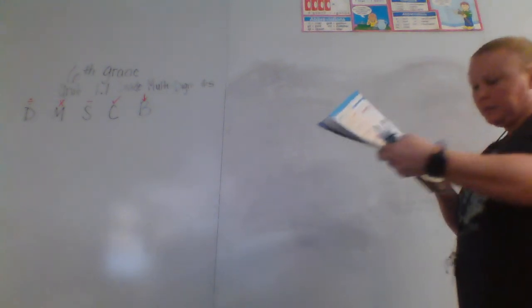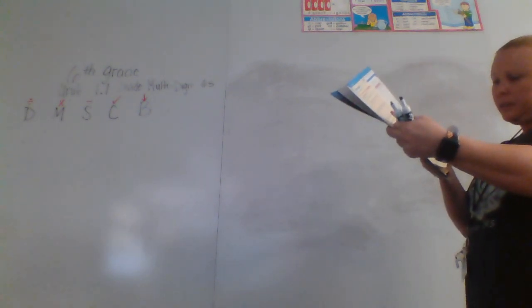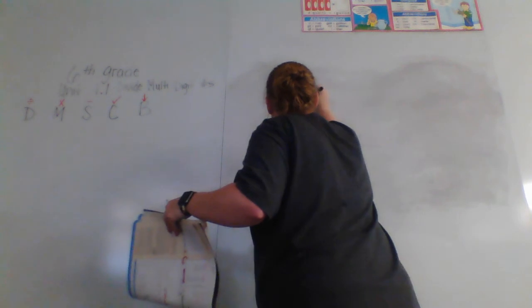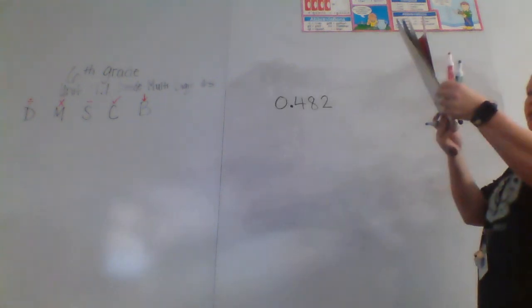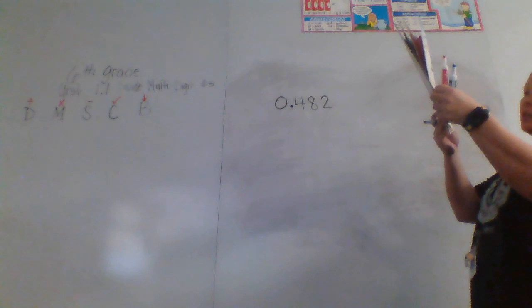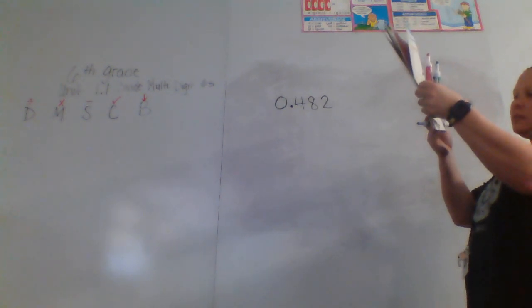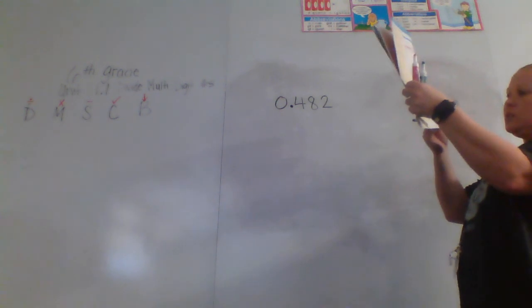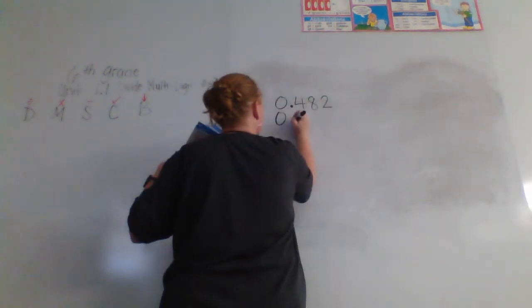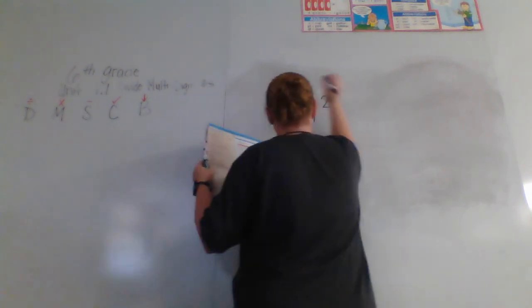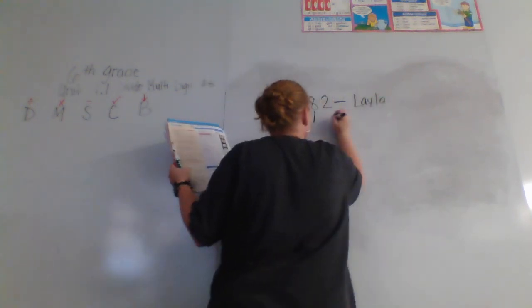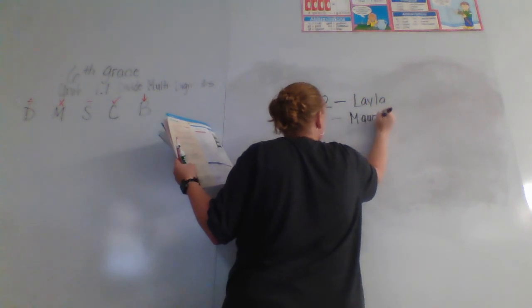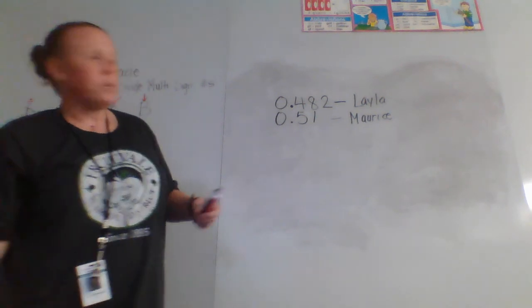Okay, so this one, number 6 on the back, says Layla used 0.482 grams of salt for her experiment. Maurice used 0.51 grams. Who used the greater amount? So 0.482, okay? So this one was Layla. And this one is Maurice. Okay? So we need to know which one used more.